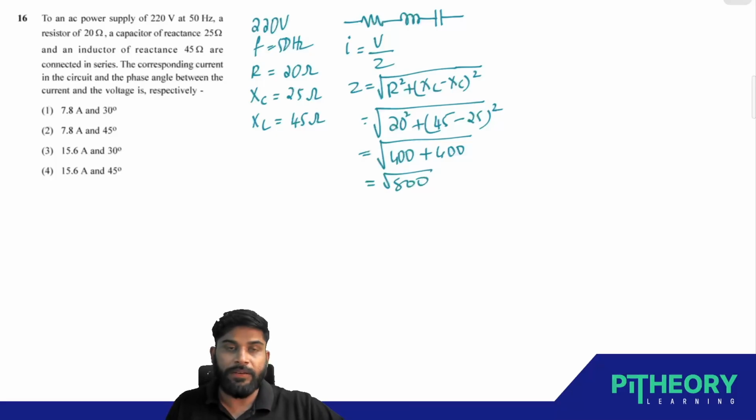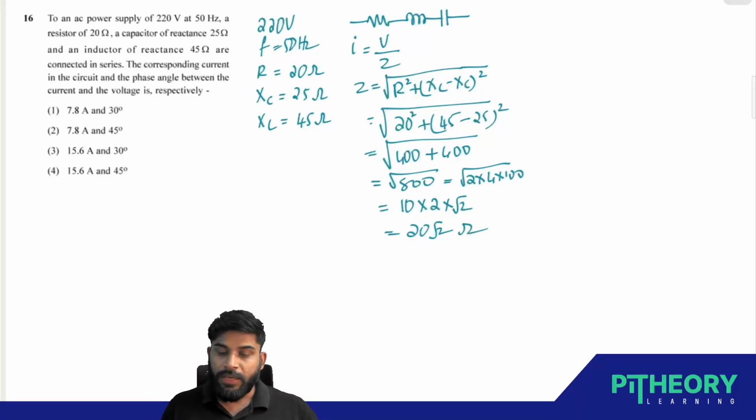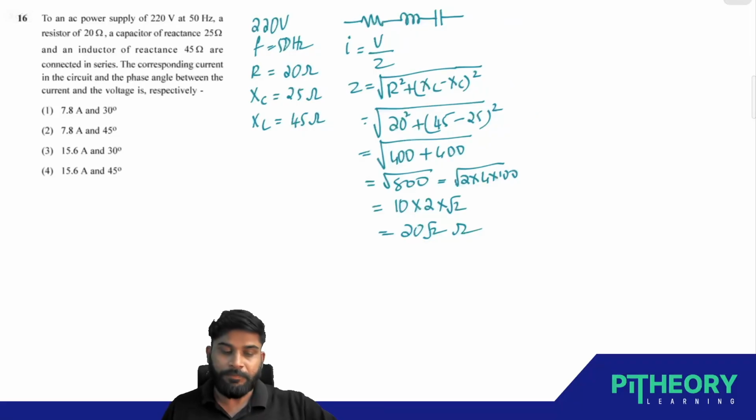Correct? Root 800. So that is nothing but root 8 into root 100. So root 100 is nothing but 10, right? 10 into 8 is nothing but 2 into 4. You can write this as what? Root 2 into 4 into 100. Correct? So this 400 will come out 10 into 2 is there into root 2 is there. So 20 root 2. This is what the impedance that will be getting. This much ohm. This is what the impedance that will be getting here. Correct?